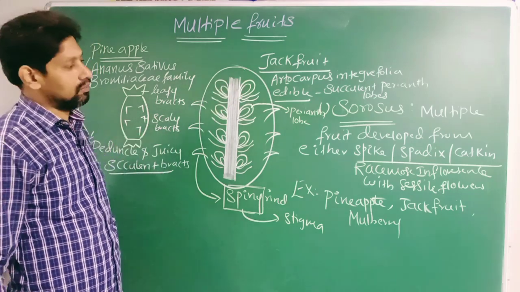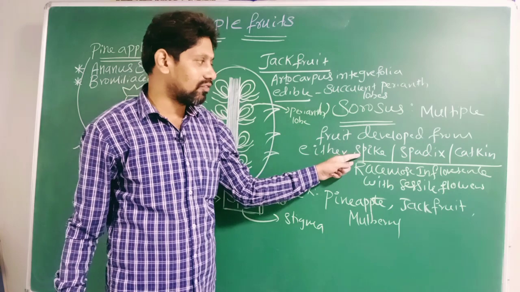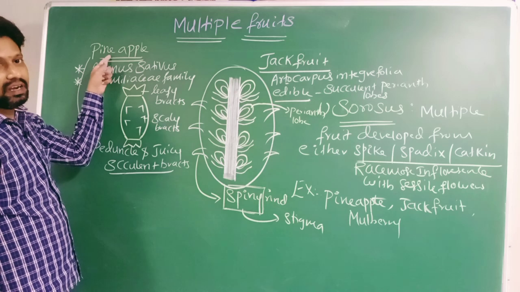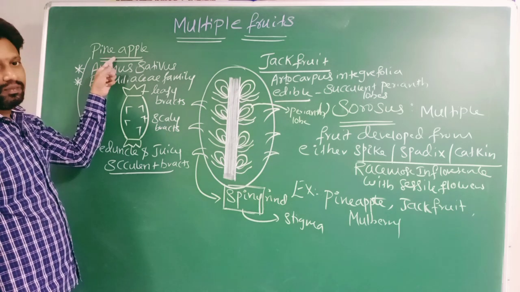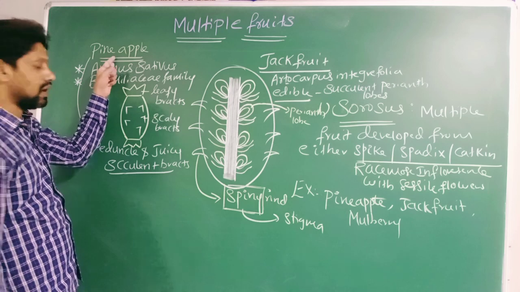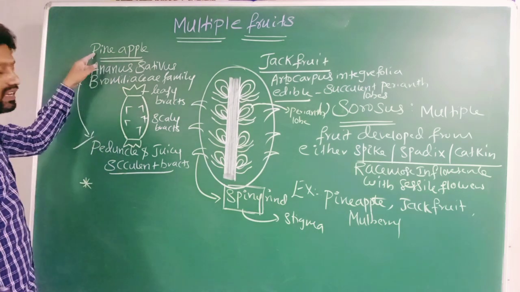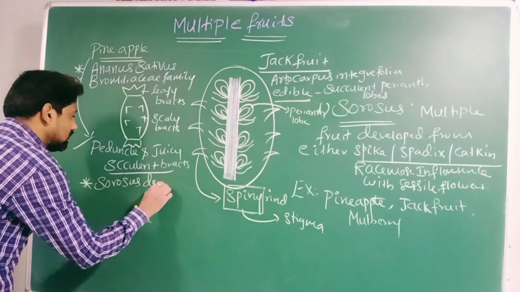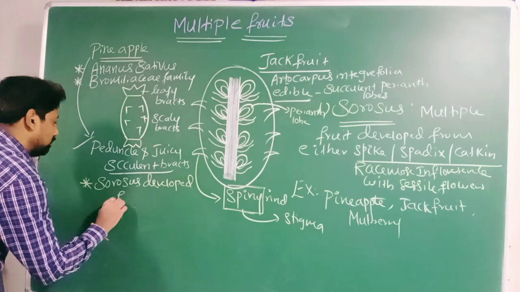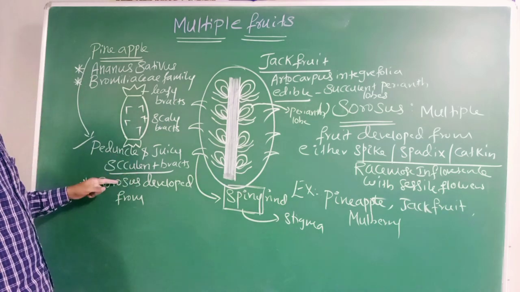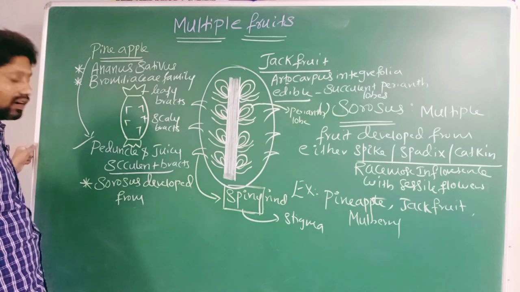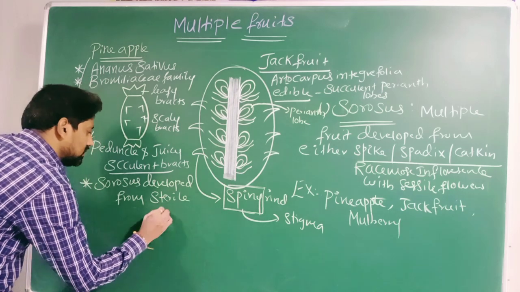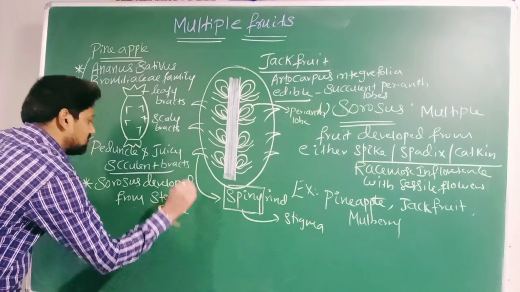Now listen to the statement. Sorosis means developed either from spike or from spadix or from catkin. In the case of pineapple, the sorosis is developed from spike. Which spike? Sterile spike. It is developed from sterile spike.